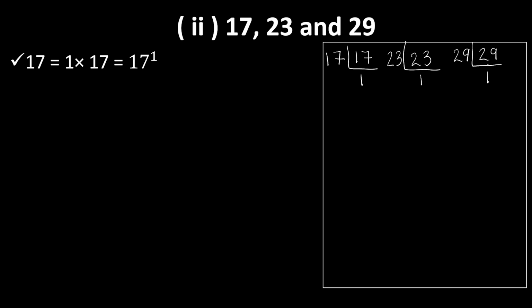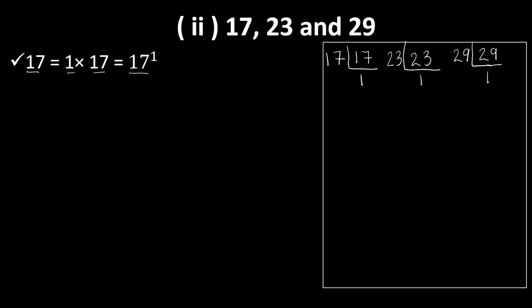Now this is the second subpart of question 3. Let's try dividing 17 first of all. 17 is a prime factor, so we will get 1 as a quotient on dividing 17 with 17. Again, for 23, since it is a prime number, we will divide 23 with 23 in order to get 1 as a quotient. Again, let's prime factorize 29. On division of 29 with 29, since it is a prime number, we are going to get 1 as a quotient.